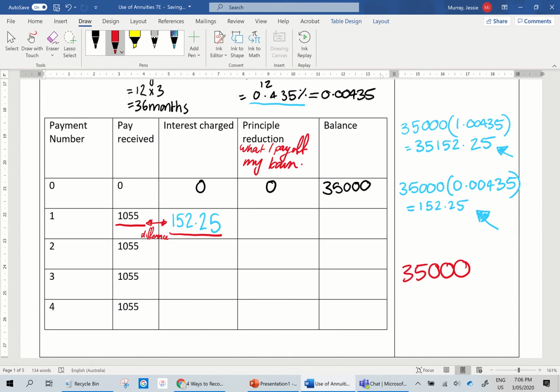of my loan. Okay, and if I find that out, I'm just going to subtract them both, minus. So basically what that means is I paid off $902.75 off my loan. Even though I gave them $1,055, I had to pay some of that in interest. So now my balance is just going to be the $35,000 minus what I paid off.